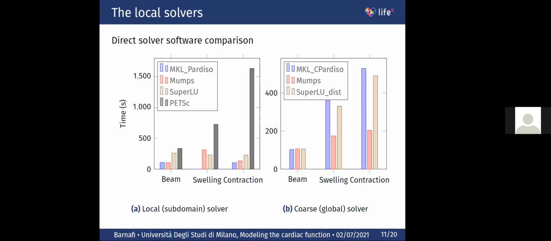The difference in software you use for your direct solution is surprisingly large, and the takeaway message is that you should use MUMPS. For local subdomains, it sometimes isn't the best. Here it gets beaten by Intel, here it gets beaten by SuperLU, but here also Intel didn't work and it has some kind of error message.